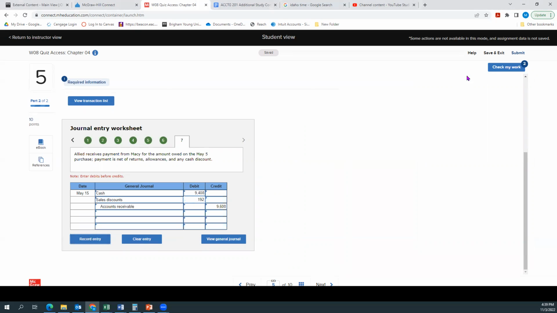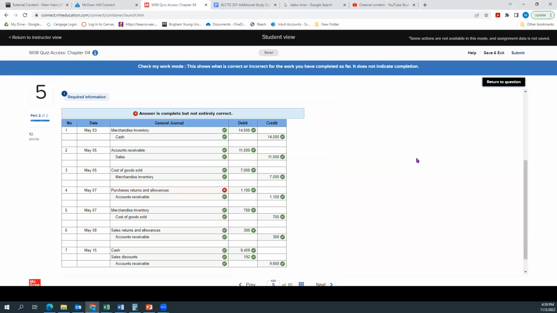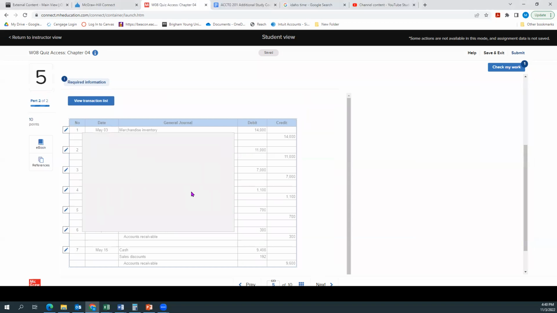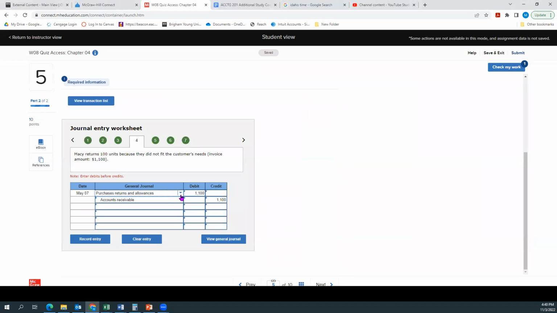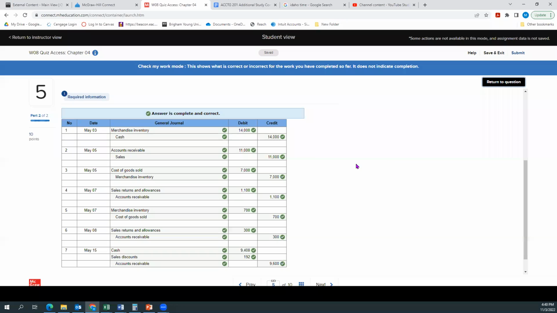We'll record our entry and double check. And I put purchases, returns, and allowances instead of sales, returns, and allowances. See, I did that on purpose, just so you guys would know that even the teacher makes mistakes. No, I didn't do it. I just screwed it up. All right, we'll record our entry, and now we should be good to go. There we go, 100%. It only took me all 3 of my checks.